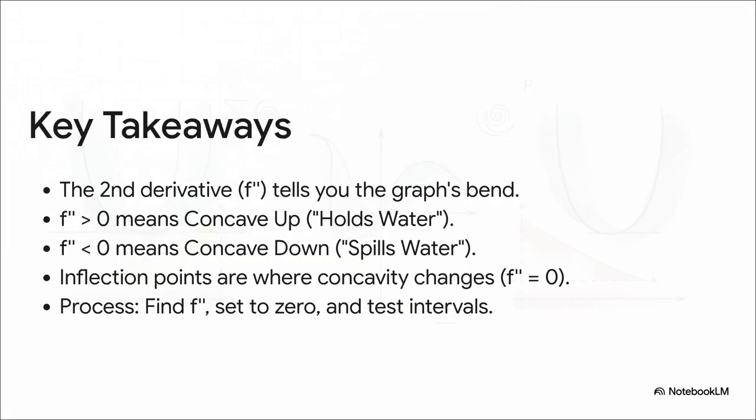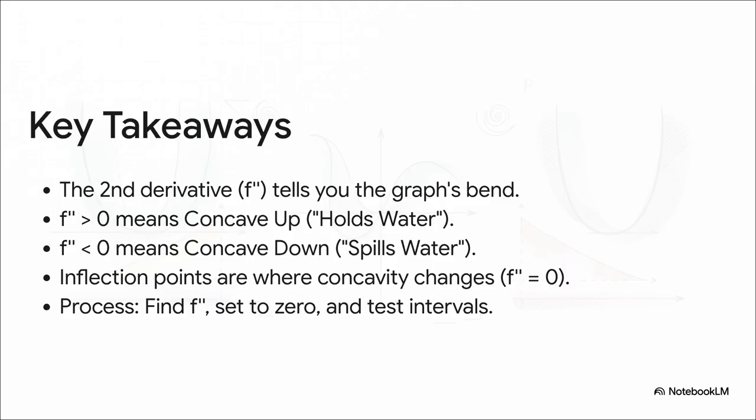Okay, so let's boil this all down. What are the key takeaways? It's simple. The second derivative, f double prime, tells you how a graph bends. If it's positive, it's concave up, like a bowl that holds water. If it's negative, it's concave down, like a frown that spills water. The inflection points are just the places where that change happens, and you find them by setting f double prime to 0.